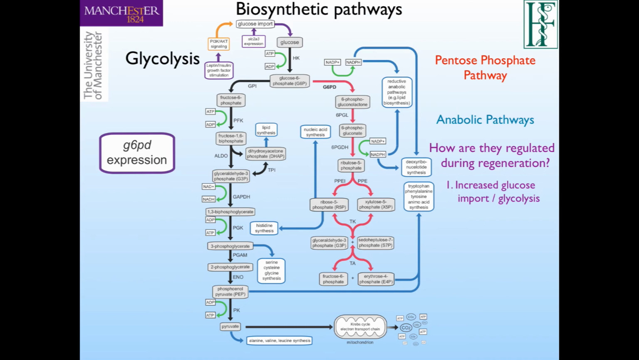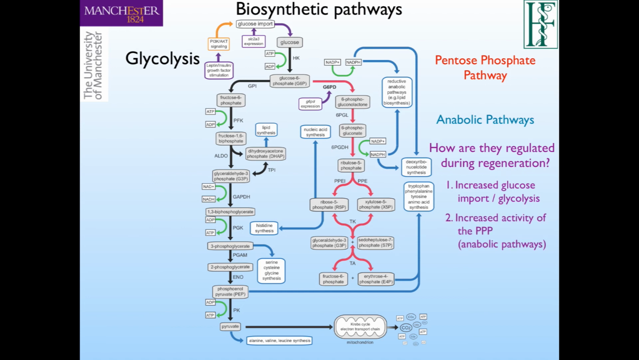So the other thing that you need to do is promote the anabolic pathways. And this is done through the upregulation of a critical enzyme, glucose 6-phosphate dehydrogenase, whose expression increases significantly during regeneration, and this is the gatekeeper of the pentose phosphate pathway. And by upregulating this enzyme, you get an increase of anabolic pathways.